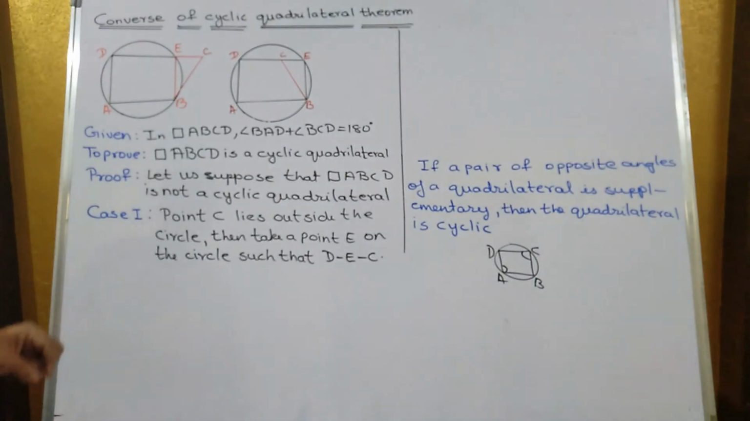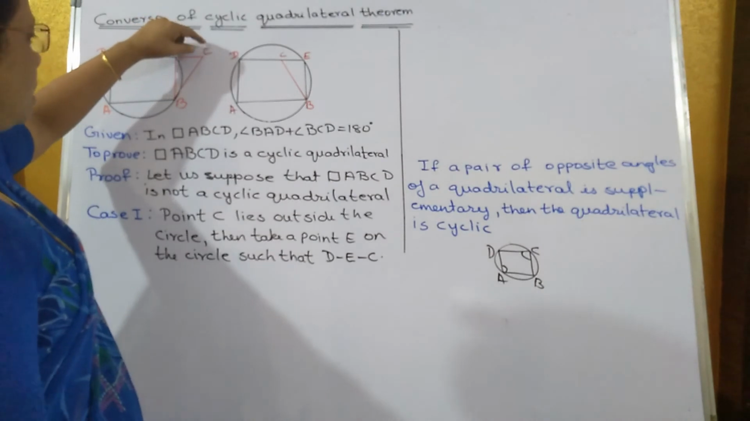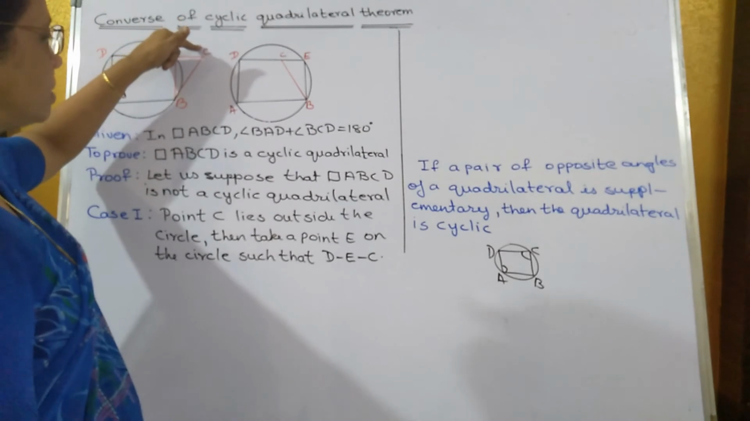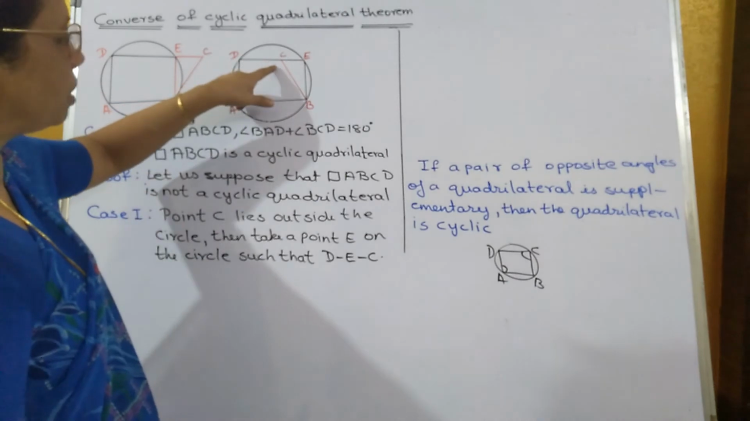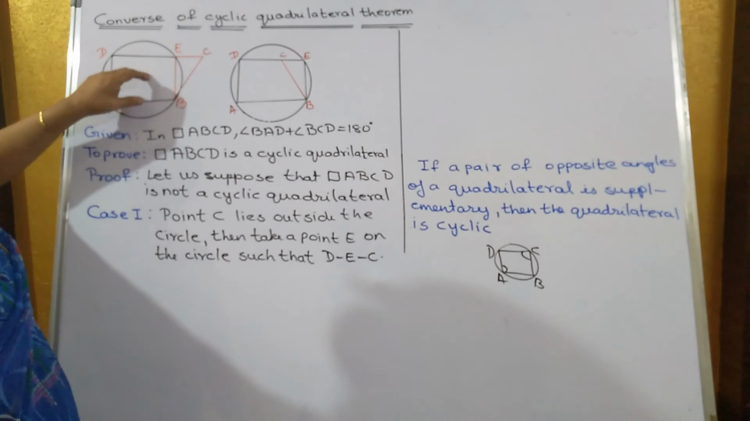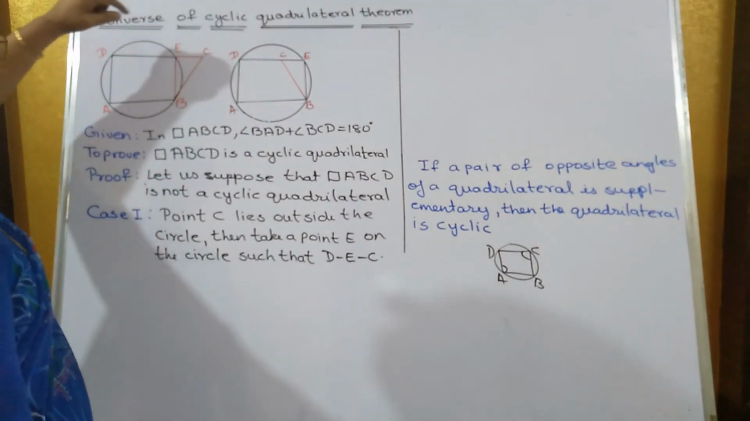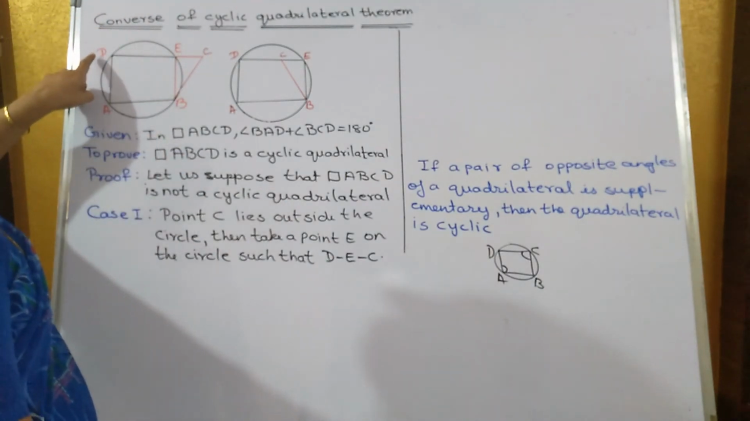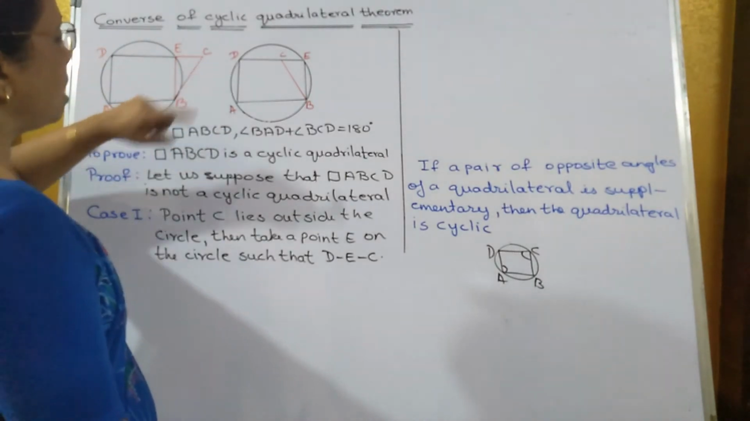Now this is an indirect way of proving it. So let us assume that ABCD is not a cyclic quadrilateral. That means point C is taken outside the circle. So there can be two possibilities. Either point C will be outside the circle or point C will be inside the circle. So first I will prove case 1, that is point C is outside the circle. So you have to take a point E which is touching the circle, and ABED will be the cyclic quadrilateral, and therefore D, E, C are collinear points.